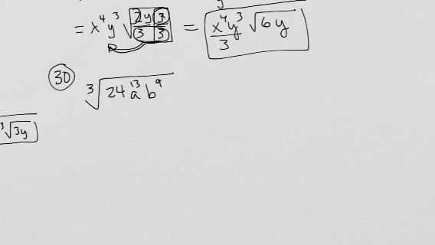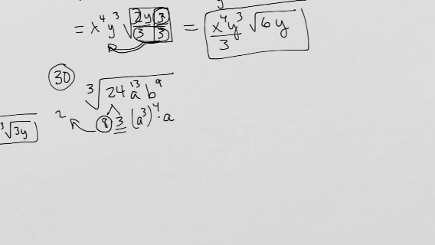Okay, so for number 30, we're looking for 3 of the same factor. So 24 is 8 times 3. And I know that the cube root of 8 is 2. So it's going to come out as a 2, and the 3 is going to stay inside. For a to the 13th, I can rewrite that as a to the 3rd to the 4th power, and that gives me a to the 12th, so I still have an extra a.